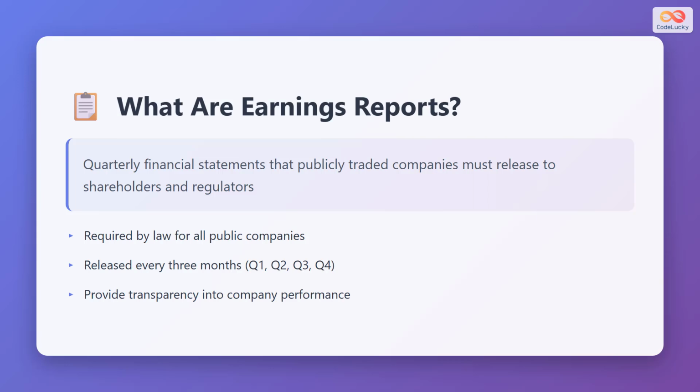Earnings reports are quarterly financial statements that publicly traded companies must release to shareholders and regulators. These reports are required by law for all public companies and must be released every 3 months, covering quarters 1, 2, 3, and 4. The primary purpose of earnings reports is to provide transparency into company performance, allowing investors to see exactly how the business is doing financially. Think of them as a report card for companies, showing whether they're growing, struggling, or maintaining steady performance.